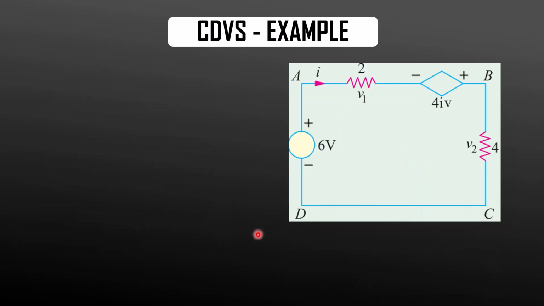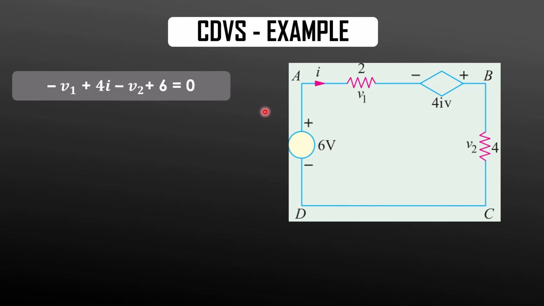Now let's solve another example of a current dependent voltage source. So this voltage source will depend on the current in the circuit. First of all, apply KVL. Remember, when current enters the positive side of the branch and exits from the negative side, this voltage source will be represented by a negative sign. So here minus V1 plus 4i, because the current enters the low potential and exits from the high potential, so this voltage source will be represented by a positive sign.